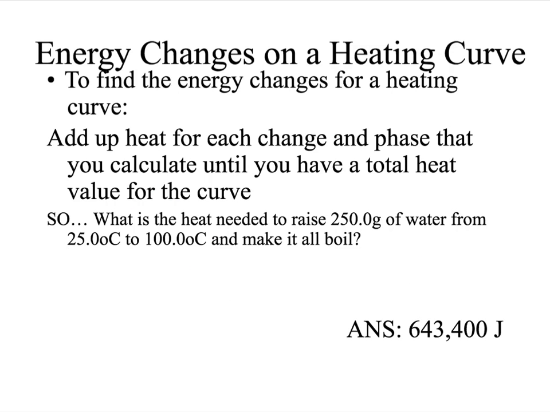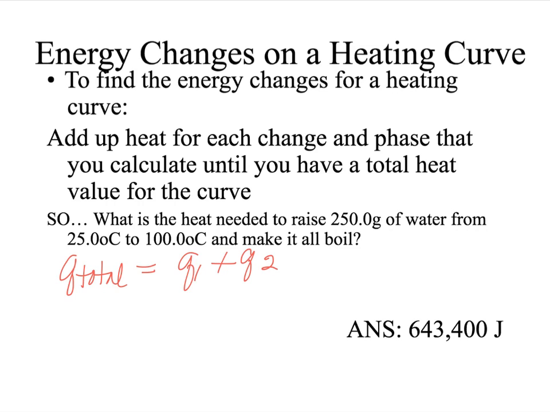All right, so let's put this all together: energy changes of a heating curve. To find the energy changes, you're simply going to add up the value for each temperature change and the value at phase change until you've calculated all the parts that you need. We've already done this in our previous 2 slides, but if we were going to do this, we would say Q total is equal to Q1 plus Q2 in this case.